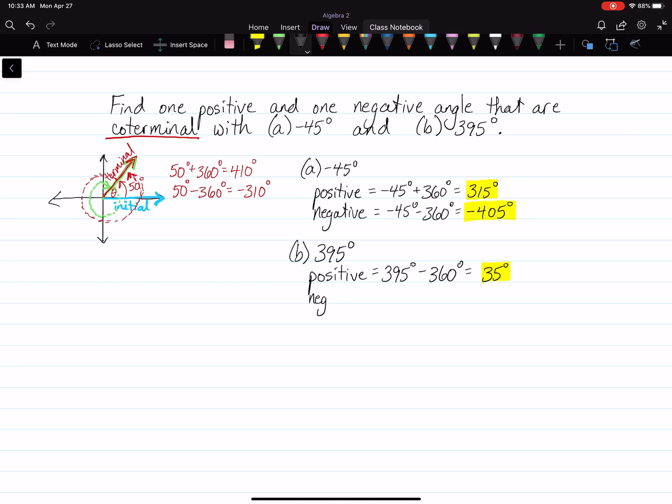For the negative, here is the case where I'm going to have to subtract 360 twice. Because if you only subtract 360 once, you've already established you get 35 degrees, okay? So you have to subtract it again, and you will end up getting negative 325 degrees. So there is a negative coterminal angle with 395. There is a positive coterminal angle with 395.